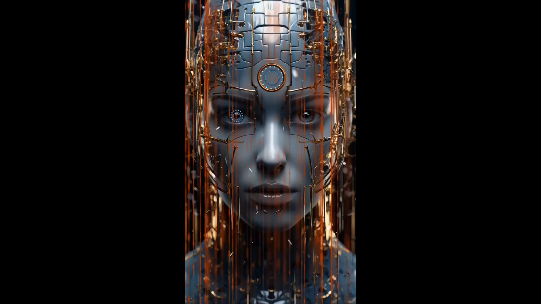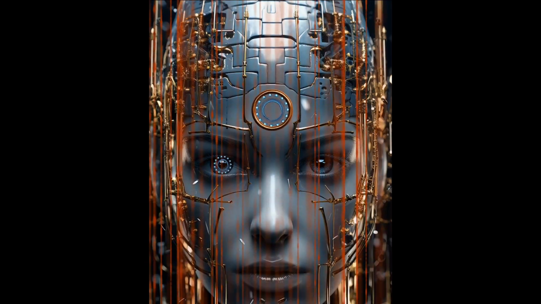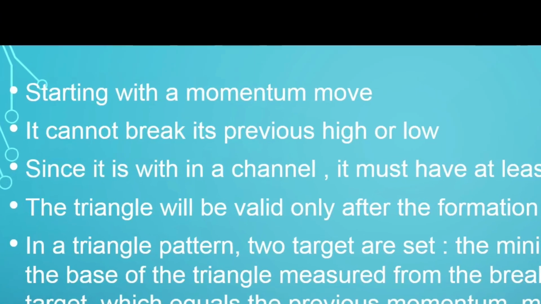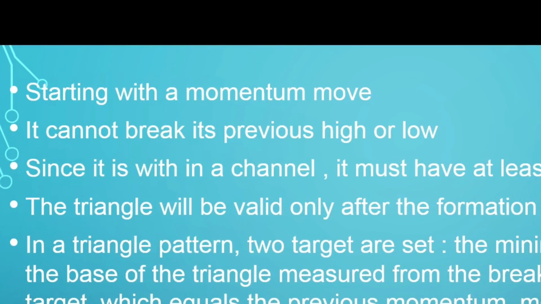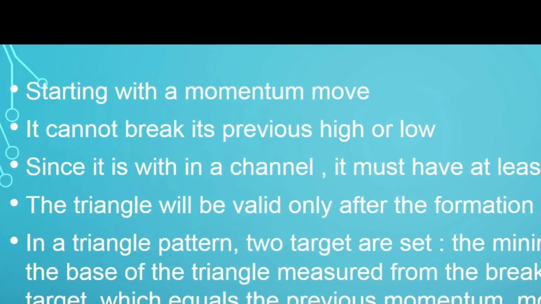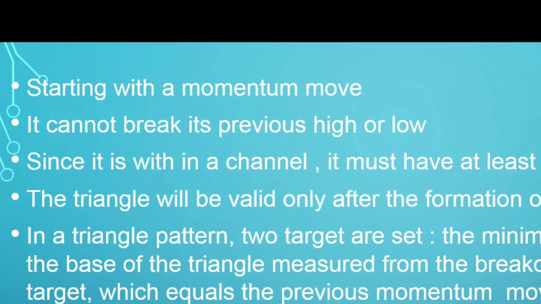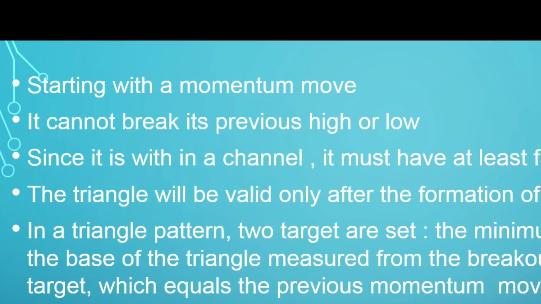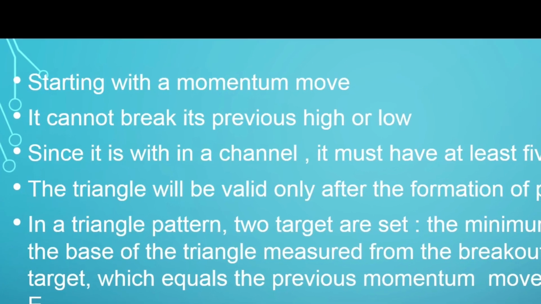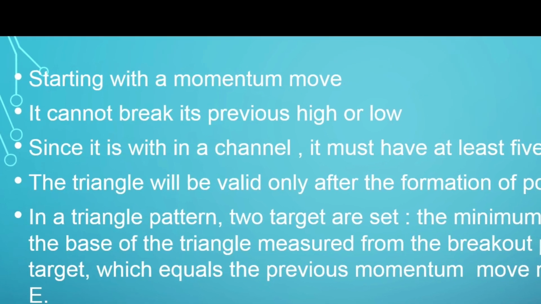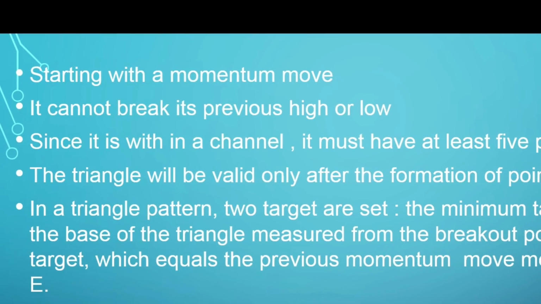Important point. Starting with a momentum move, it cannot break its previous higher low since it is within a channel. It must have at least 5 proper touches. The triangle will be valid only after the formation of point E.